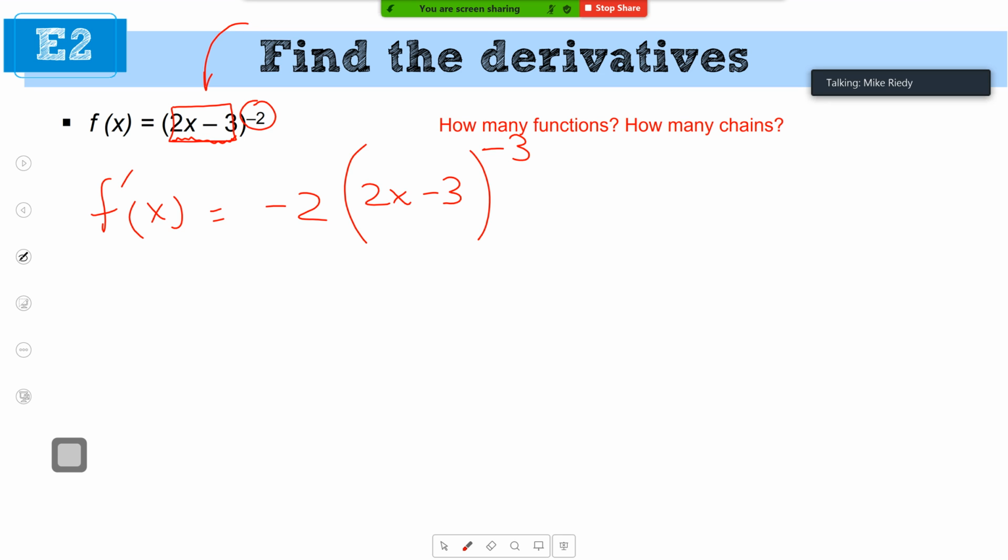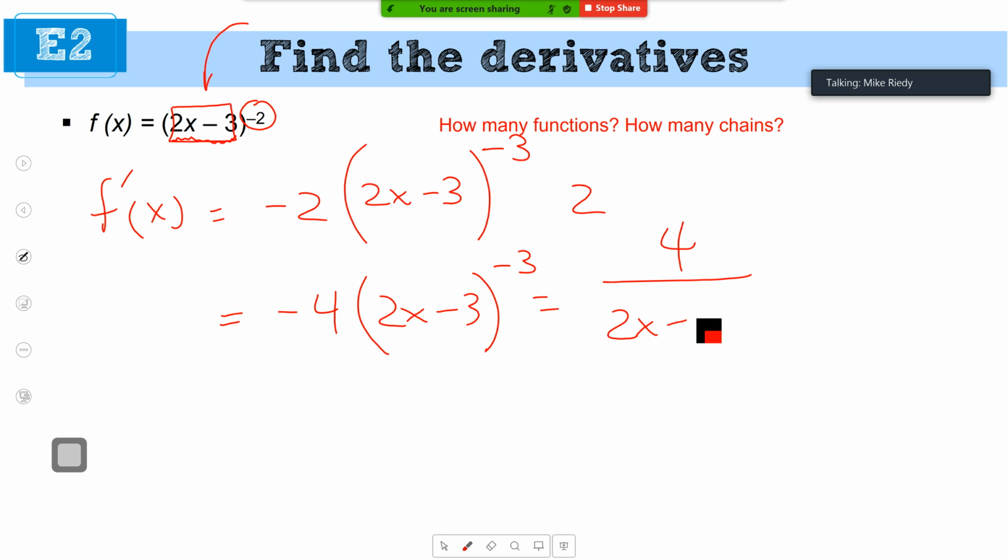Now a chain. We chain on the derivative of the inside function, which in this case would be a pesky little 2, because the derivative of 2x minus 3 is just 2. Clean it up. And we're good to go. If you're feeling all fancies in your pantsies, you could do this.